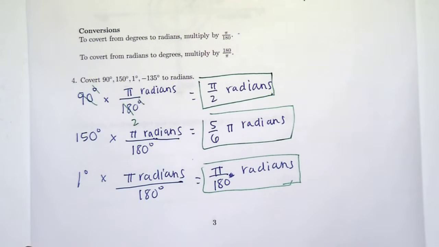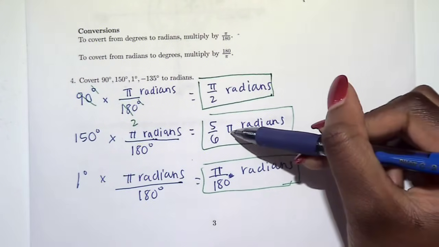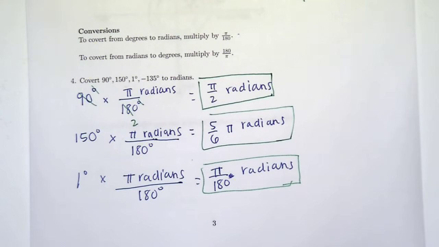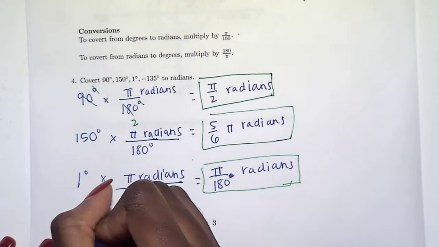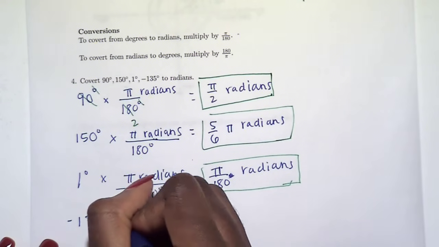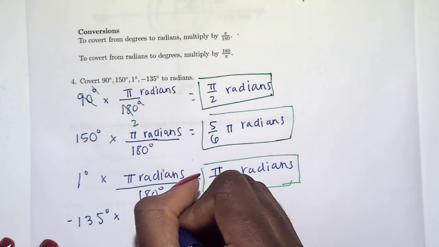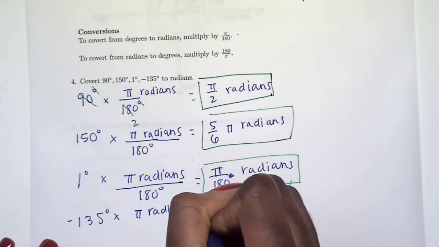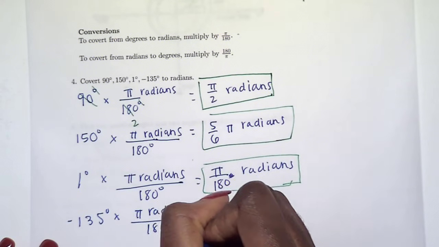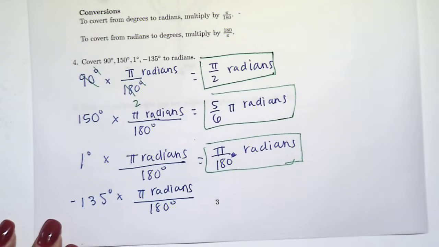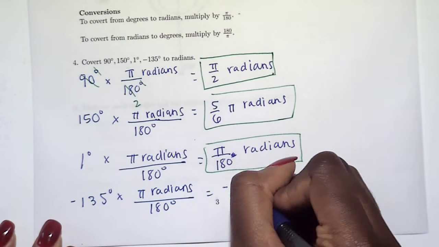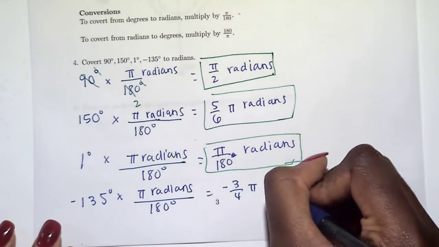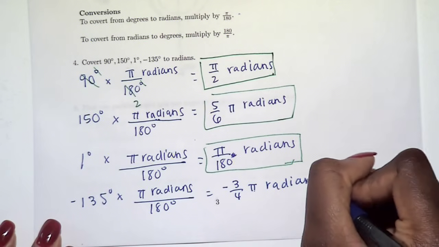One thing to note about these, we want to be exact. If you put pi in your calculator, you're going to get a decimal that will have to be rounded, so we want to leave pi in our answers. Finally, negative 135 degrees times pi radians divided by 180 degrees. That gives us negative 3 over 4 pi radians.